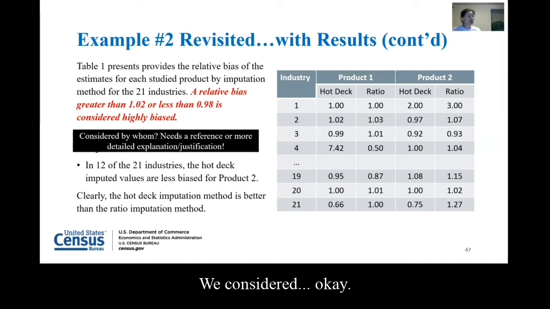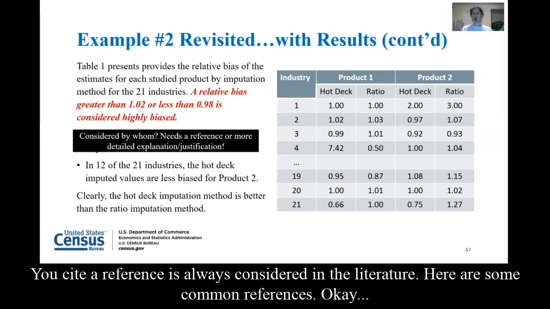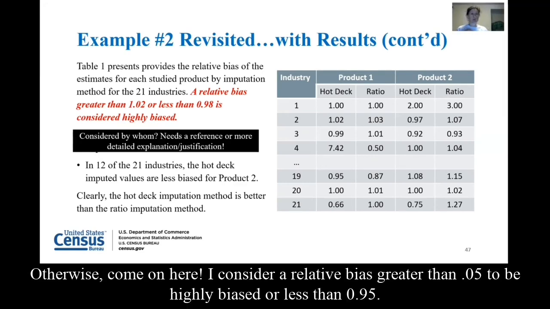You cite a reference; it should always be considered in the literature. Here are some common references. Otherwise, it's just me saying I consider a relative bias greater than 1.05 or less than 0.95 to be highly biased.